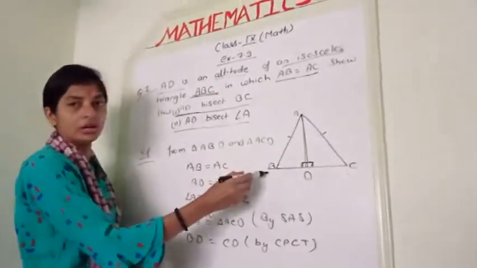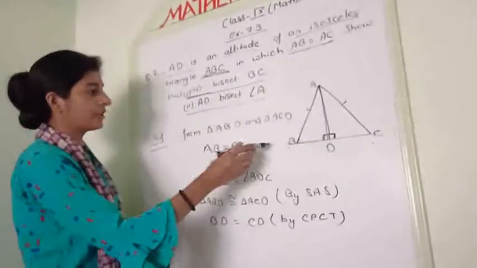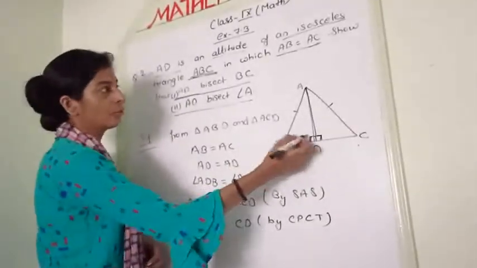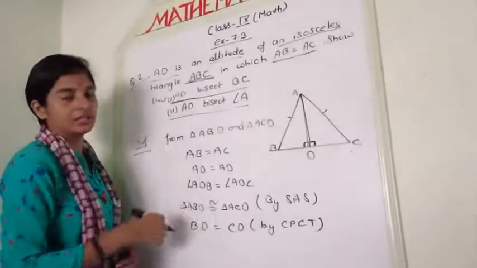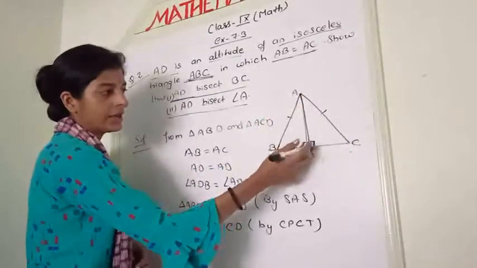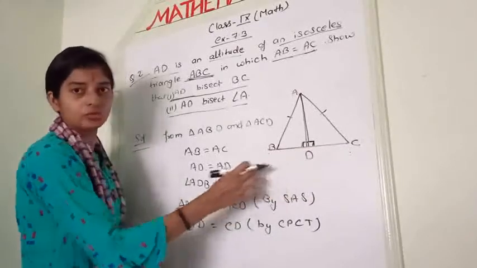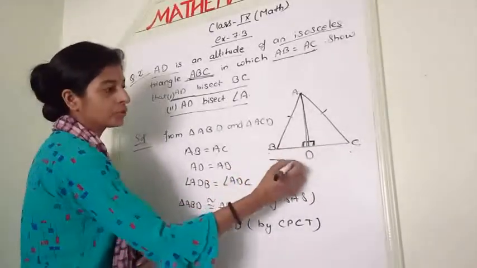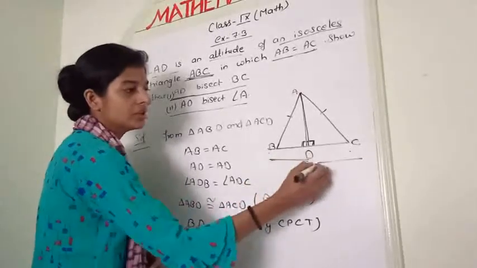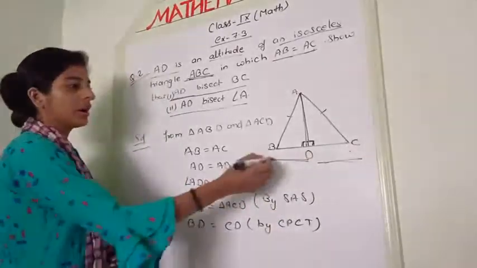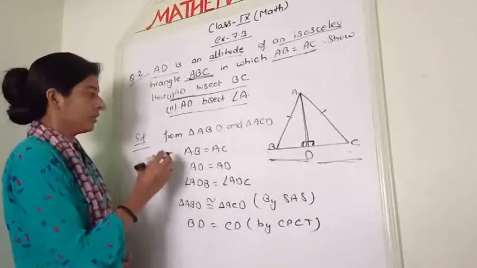We have drawn a diagram, and after that we just have to prove that AD bisects BC. The line AD bisects BC into two equal parts. That means what we have to prove? We have to show that BD is equal to CD. So now come to the first question.